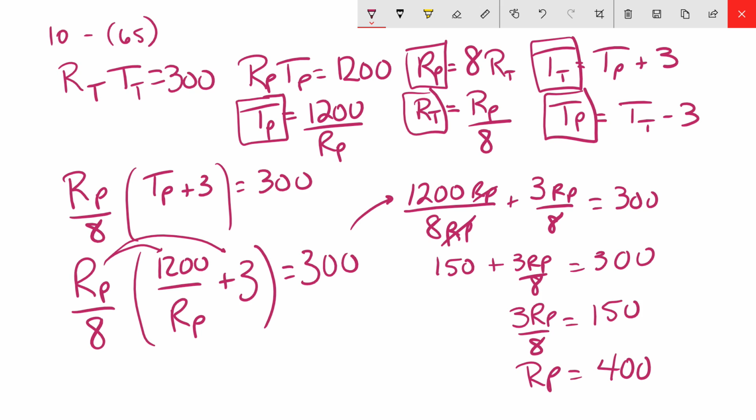From there, I've now got this value. I can start plugging this in to, like this one right here, for instance, and solve for all the various values of all the different things.